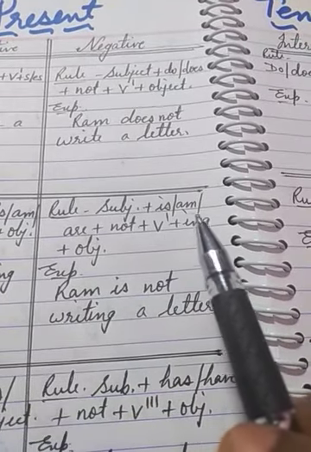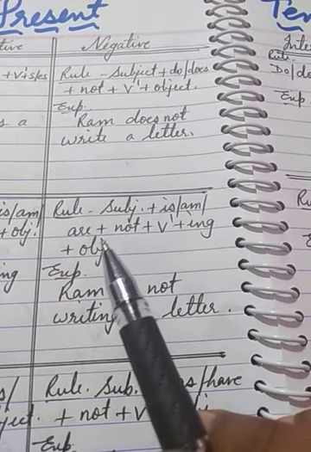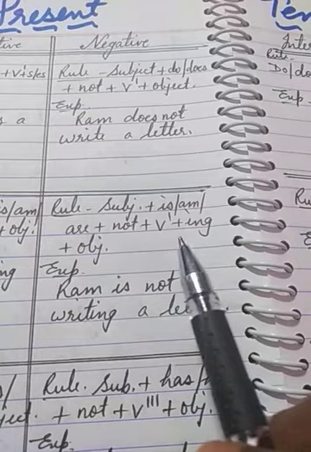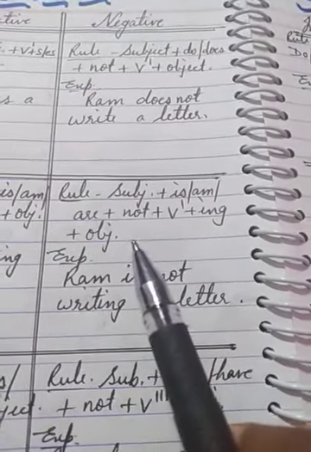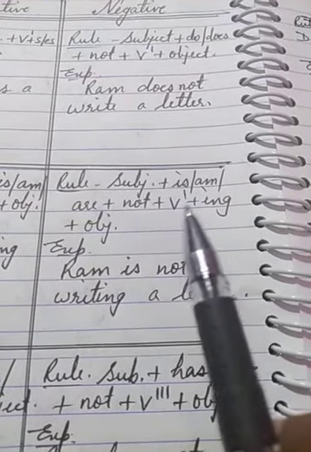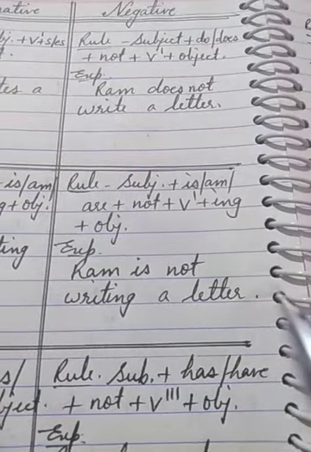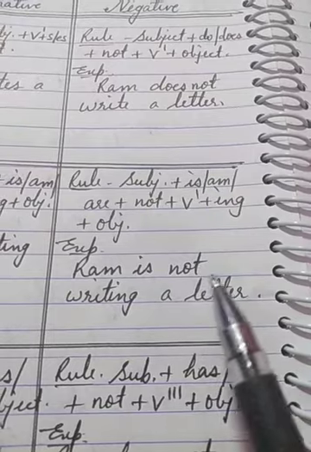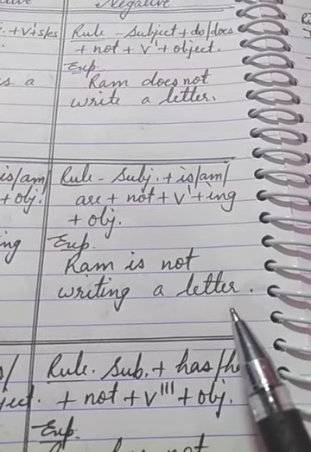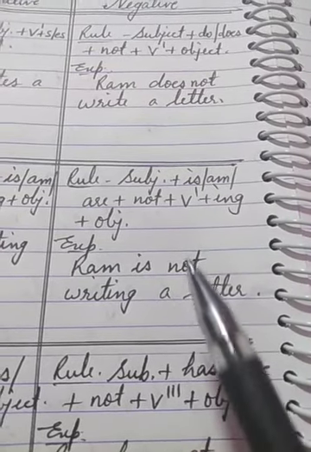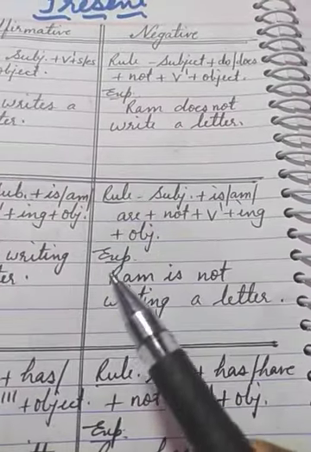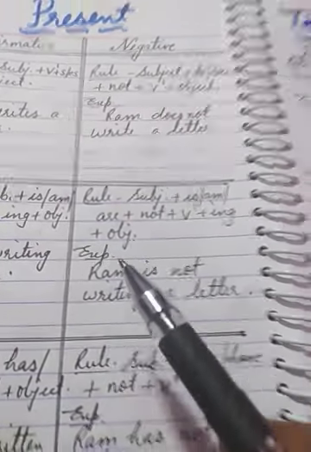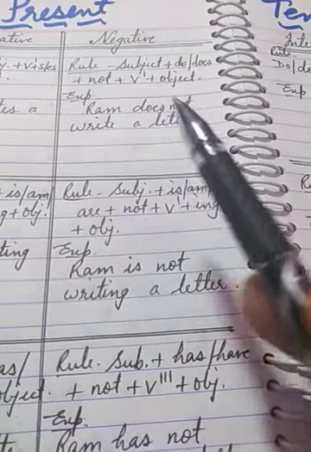Now next is negative sentences. Subject plus is, am, are plus not plus verb first form plus ing plus object. So we will write not after the helping verb. Example, Ram is not writing a letter. So this is the example of present continuous tense, and this is the negative sentence.